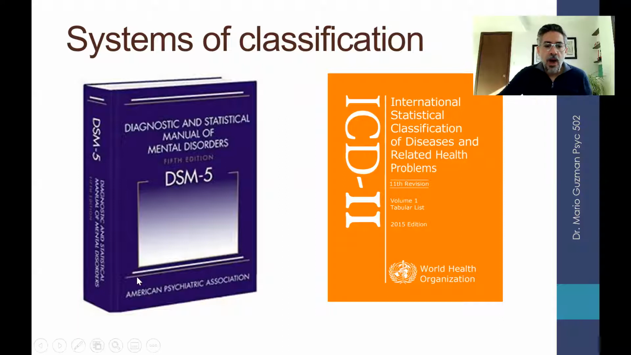Now, why then are we using the DSM-5? Well, because the DSM-5 is the system of classification of the American Psychiatric Association. And as you know, both the American Psychological Association and the American Psychiatric Association are very powerful associations, honestly.